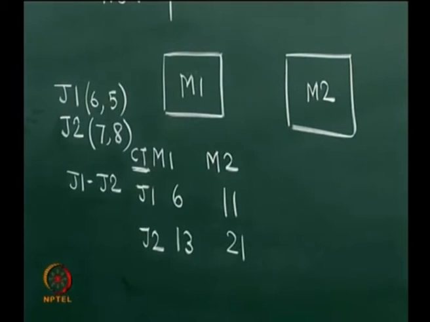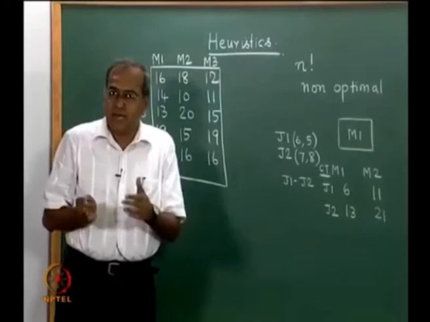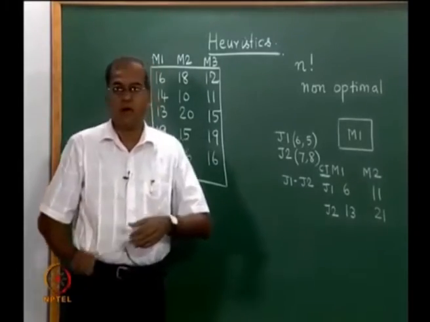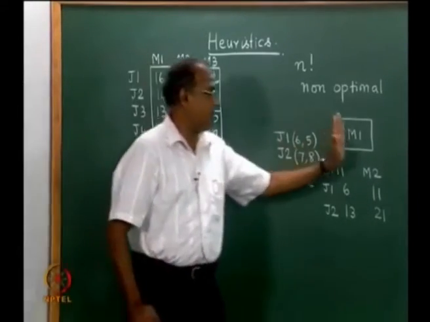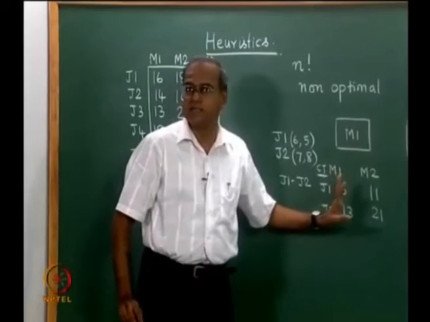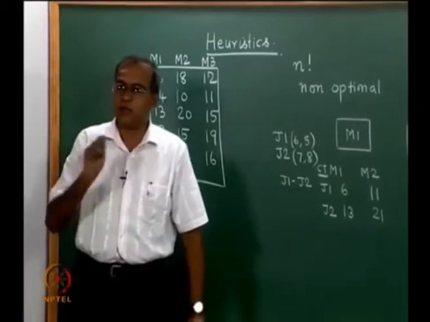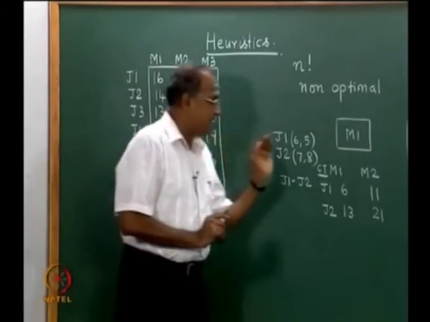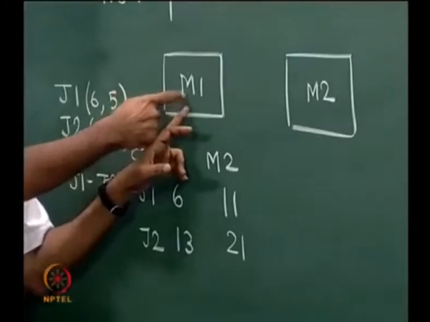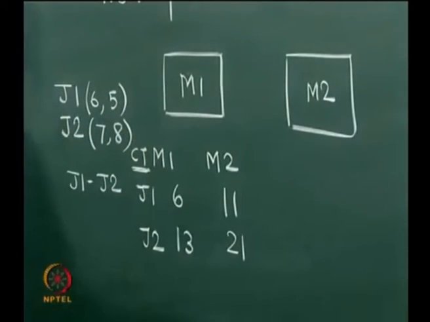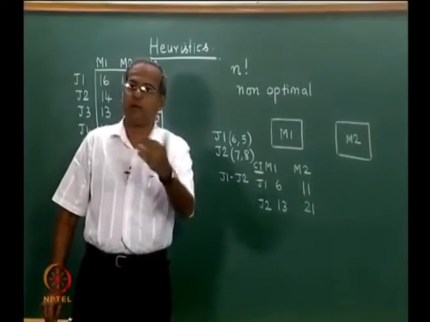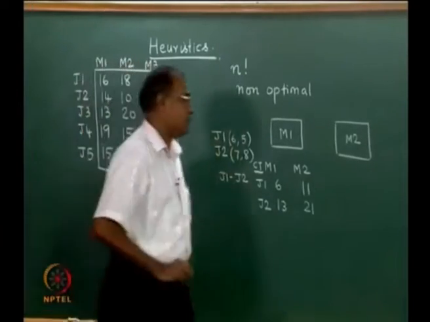We have made an important assumption here that the moment we decide that the sequence is J1 followed by J2, that sequence is maintained on all the machines, both M1 and M2. For example, let us look at a scenario where we decide that the sequence on M1 is J1 followed by J2 and the sequence on M2 is J2 followed by J1. Let me show those calculations.